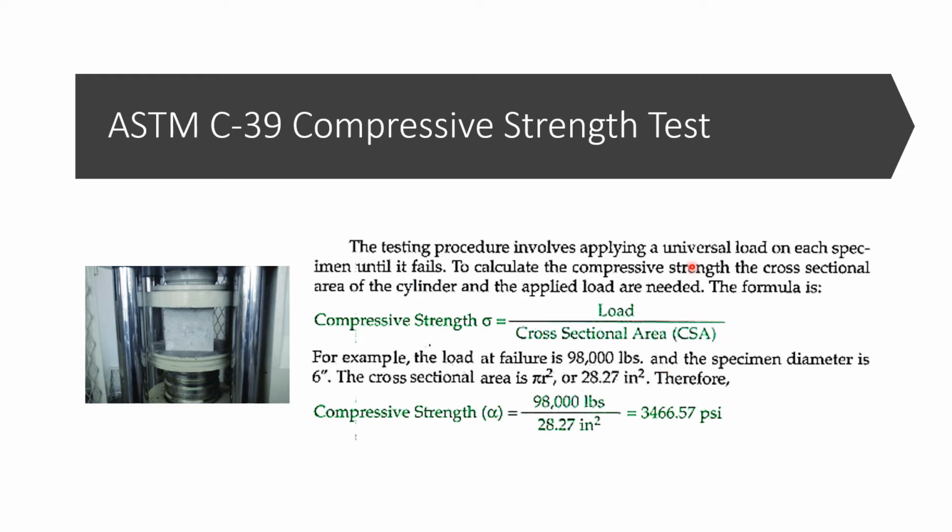It involves applying a universal load, because we're getting into compressive strength, so we're going to use a test instrument like this. You'll put a universal load on each specimen until it fails. Universal means we're using a standard load. Then you calculate the compressive strength from the load and the cross-sectional area of that cylinder. So we use the compressive strength formula: sigma is equal to load divided by CSA, your cross-sectional area.